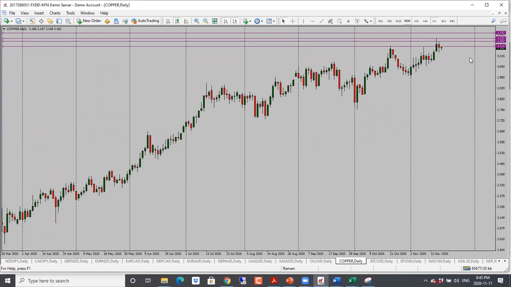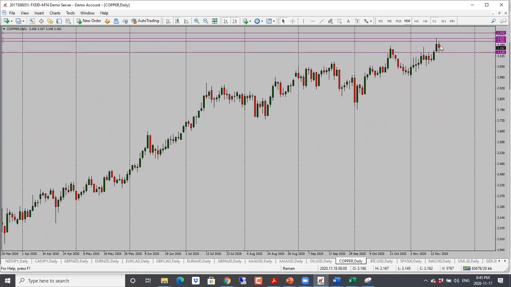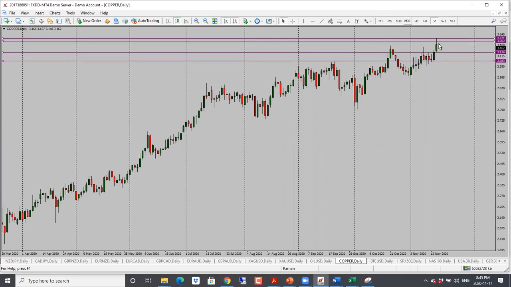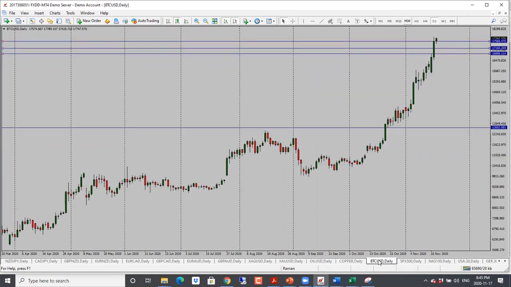Copper here, copper did drop, but it hasn't really given us a good solid candle close at this moment. So at this point, this is sideways. It's still holding above this resistance level. So right now, neutral bias here. If it holds above 3.13, then we're looking for a move back towards 3.20, neutral bias.